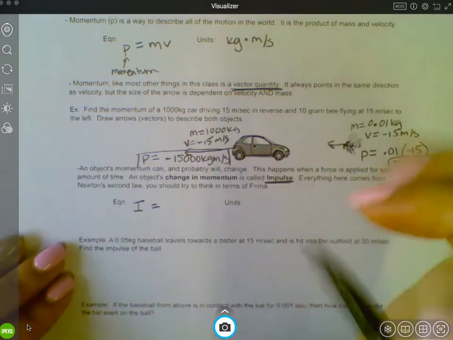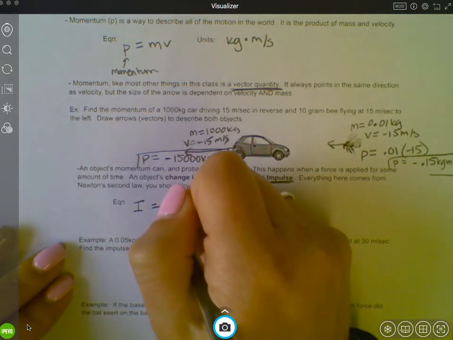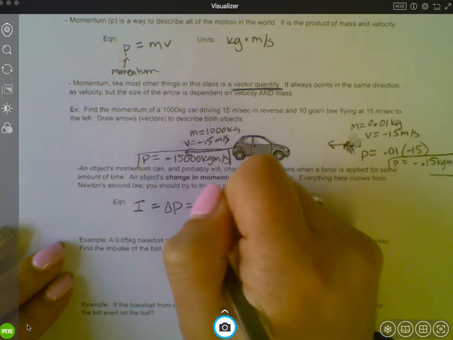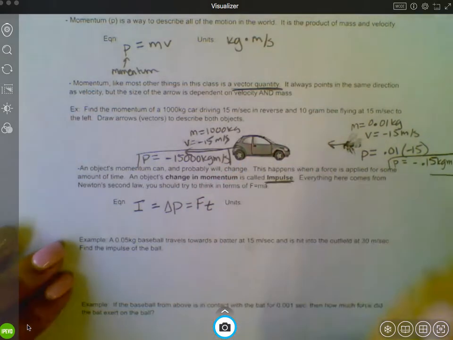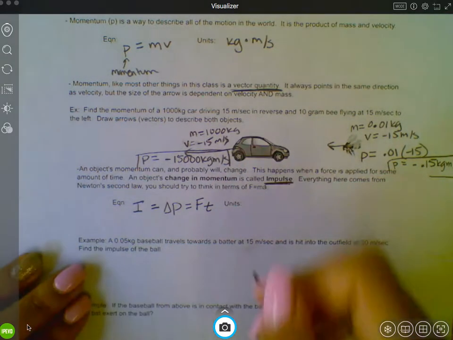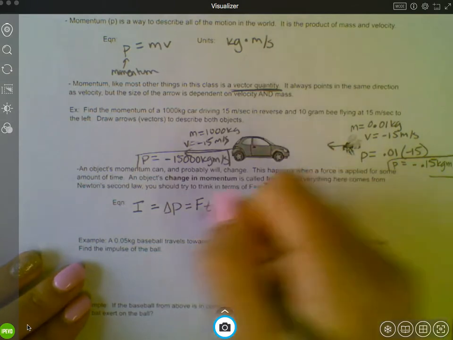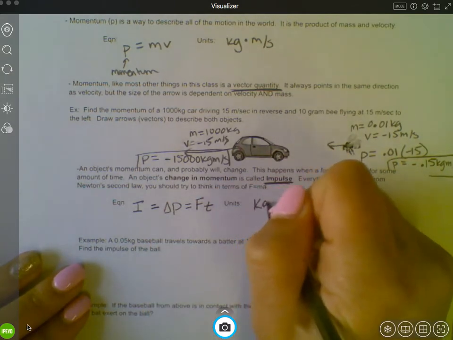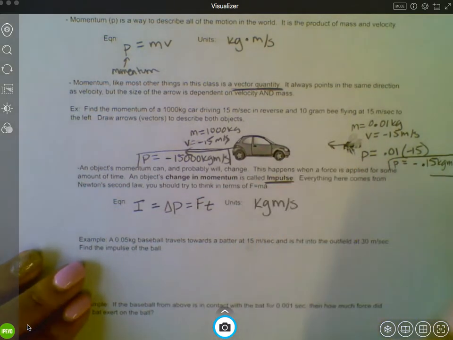And it's the change in momentum. So we can write it as change in momentum, but it's also equal to force times time. The units for impulse are the same as momentum, since it's change in momentum. So it's kilogram meters per second.